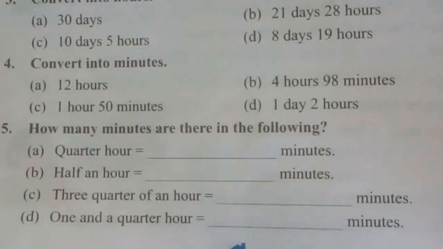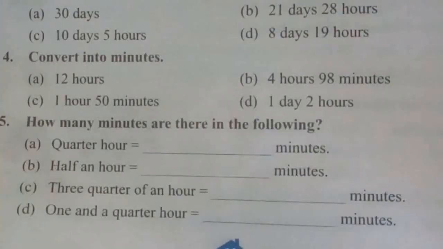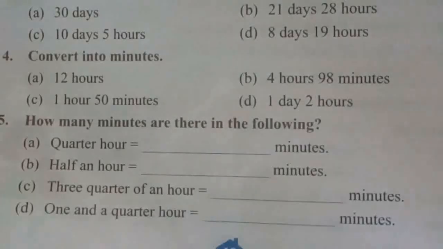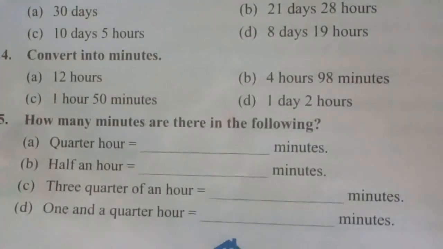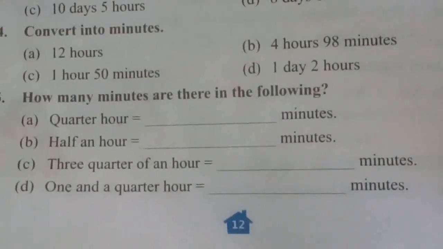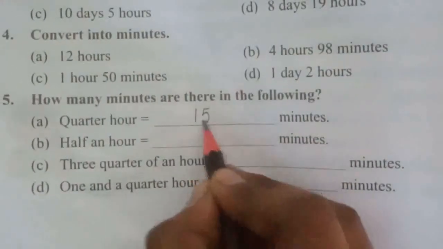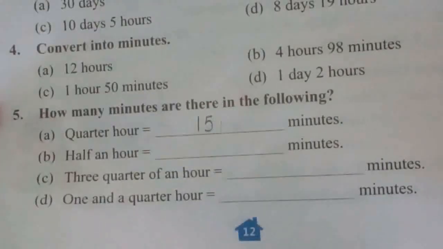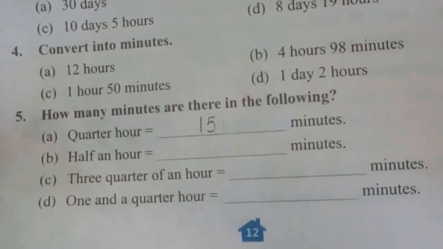Now let us do question number 5. How many minutes are there in the following? इनमें टोटल कितने मिनट्स होंगे? क्वार्टर आवर. Quarter hour means 15 minutes. Quarter means a period of 15 minutes. So quarter hour means 15 minutes. Minutes is already written here. Only 15.